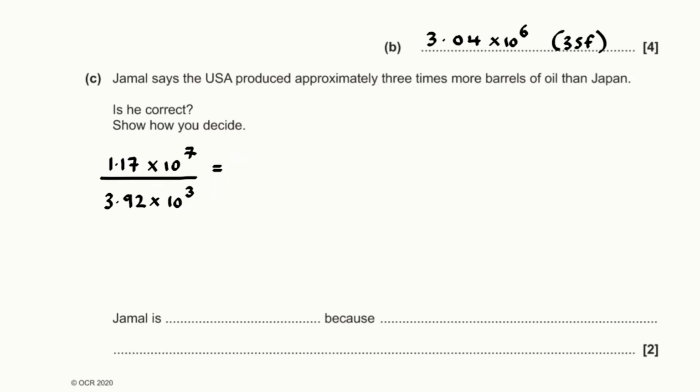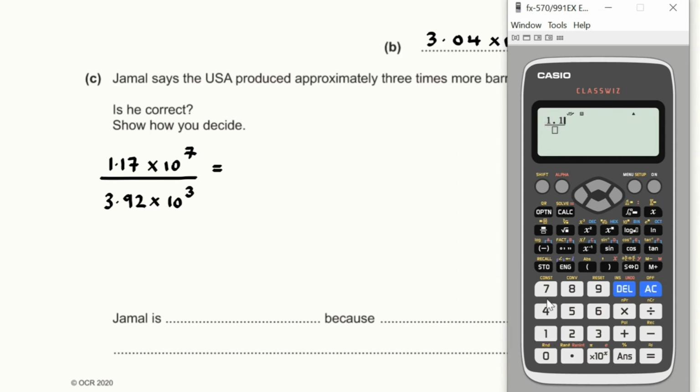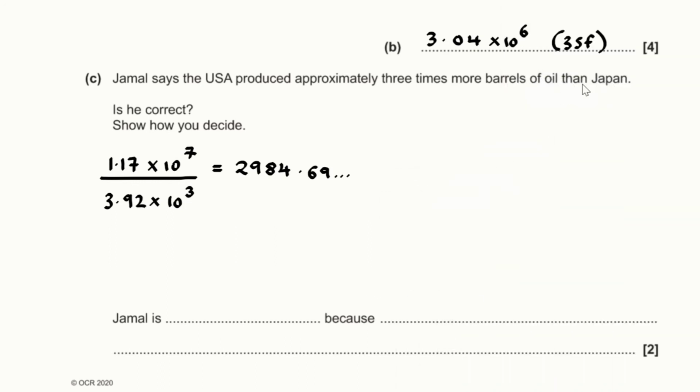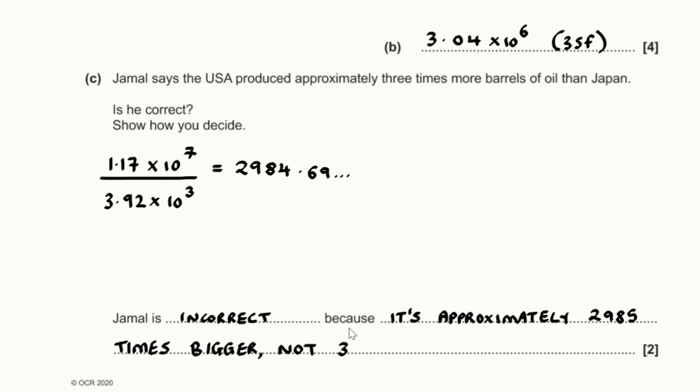So if I work this out, we've got 1.17 times 10 to the power of 7 divided by 3.92 times 10 to the power of 3. So here we get 2984.69, etc. This is not approximately 3, in fact it's approximately 3,000 times bigger. So Jamal is incorrect because it's approximately 2985 times bigger, not 3.